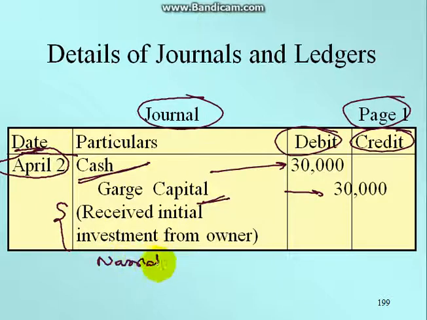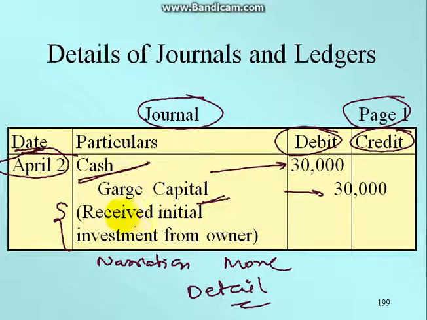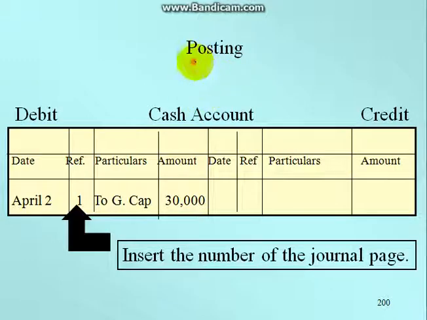So narration is the more details you give about that transaction, so that it becomes easy for us to understand. Now what is that? That is: received initial investment from the owner. Means the owner has given 30,000 rupees in the form of cash for starting business. So this is a journal entry. So how posting takes place: insert the number in the journal page.